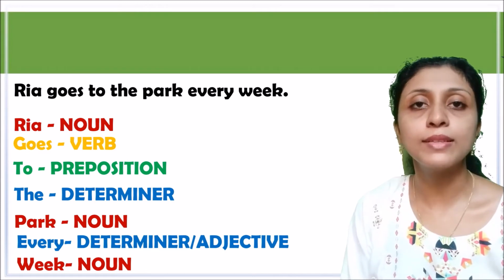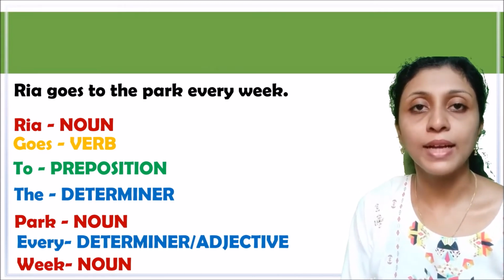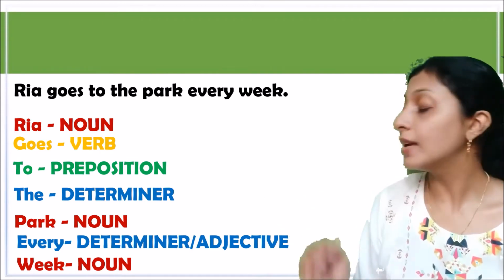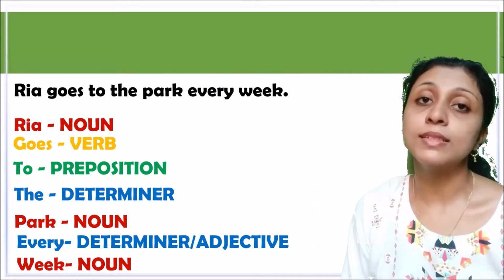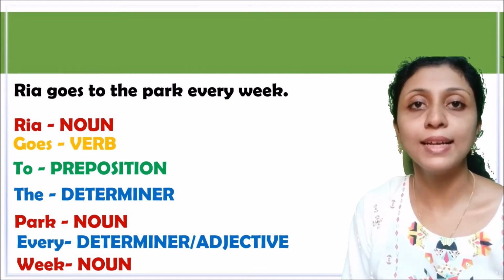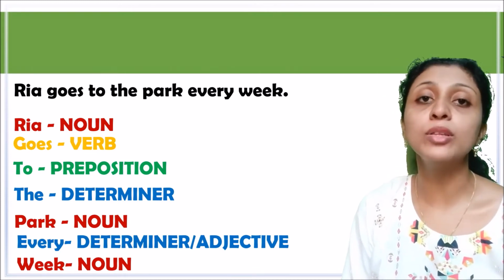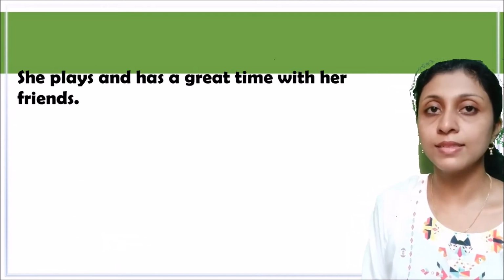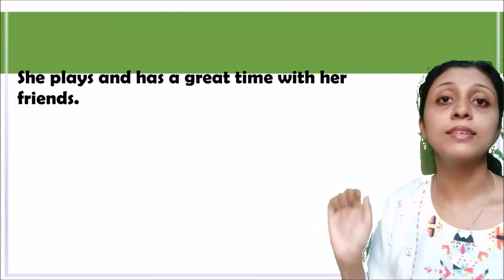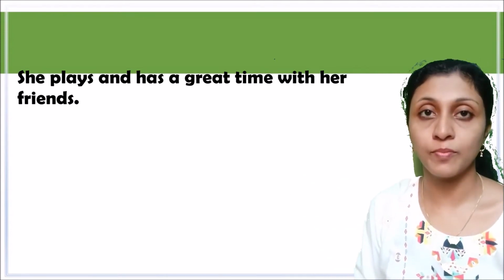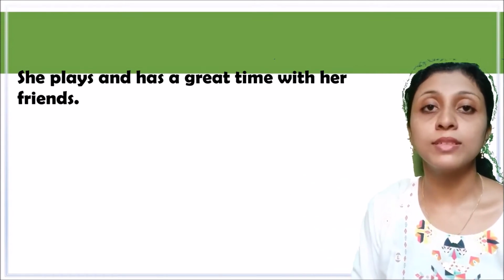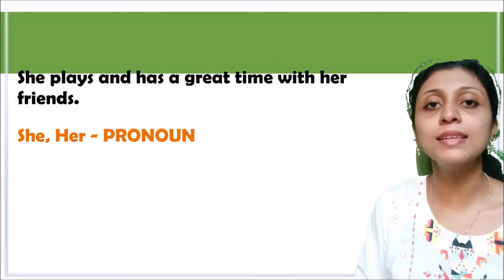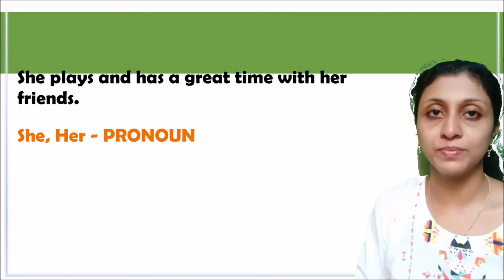So, why are we referring to this word as an adjective and a determiner? The word we are describing here is week, and week is a noun. Any word that describes a noun may be referred to as an adjective, and over here we have got the word every to describe the noun week. The next sentence is: she plays and has a great time with her friends. So the first word in this second sentence is she. She is a pronoun as it is replacing the noun Ria.